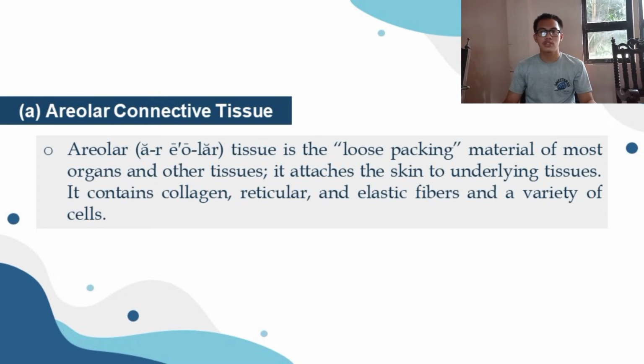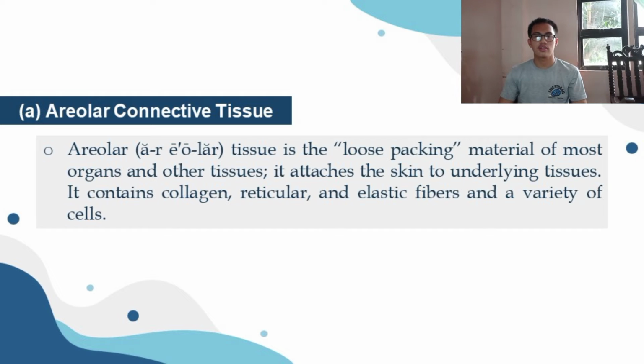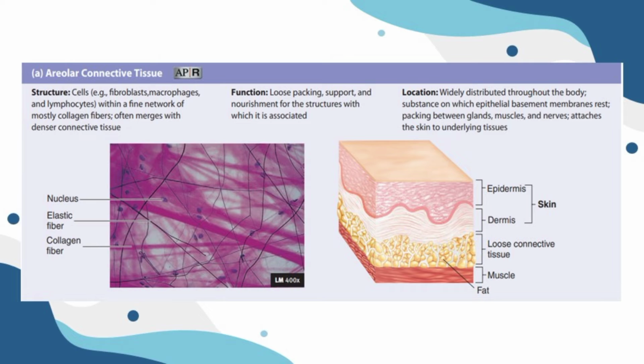This tissue is the loose packing material of most organs and other tissue. It is attached to the skin to underlying tissues and contains collagen, reticular, and elastic fibers and a variety of cells. Here's an image of an areolar connective tissue. Its structure is cells within a fine network of mostly collagen fibers, often merging with the denser connective tissue. Its function is loose packing, support, and nourishment for the structures with which it is associated.